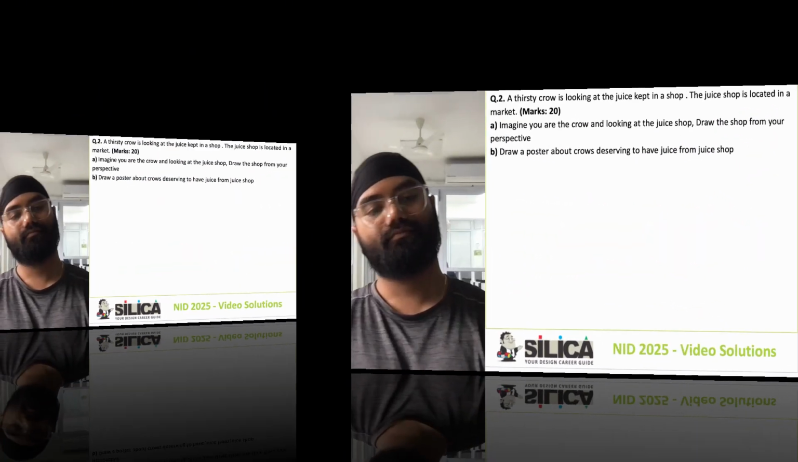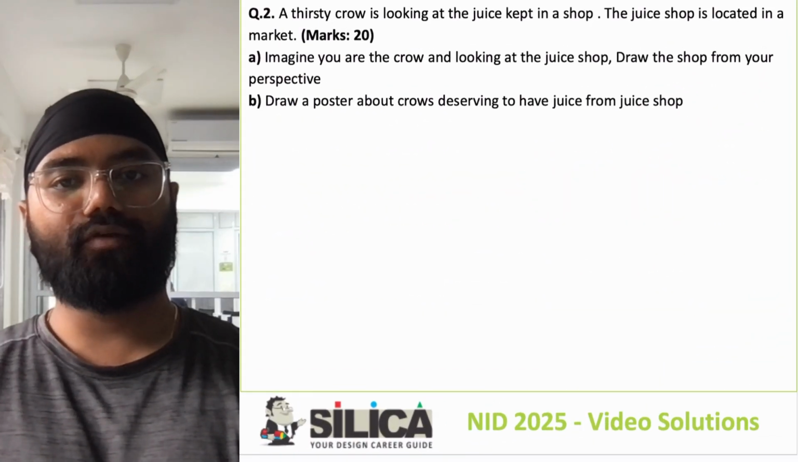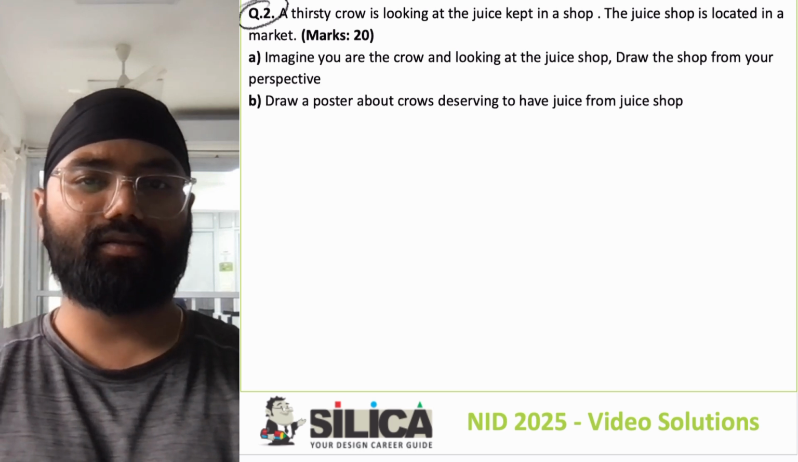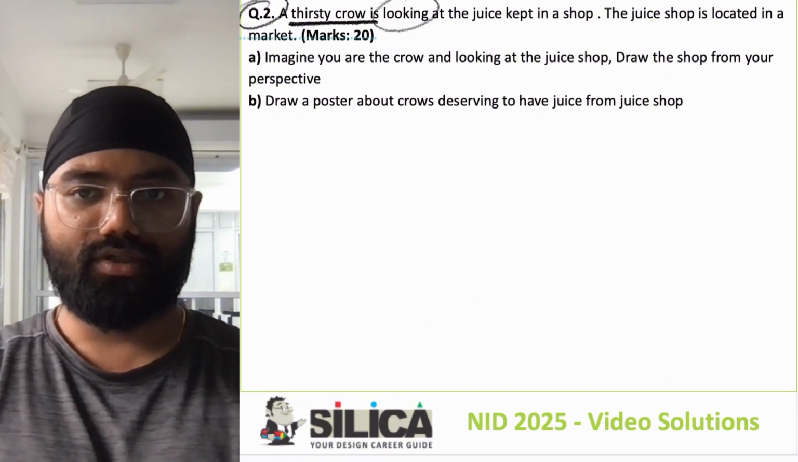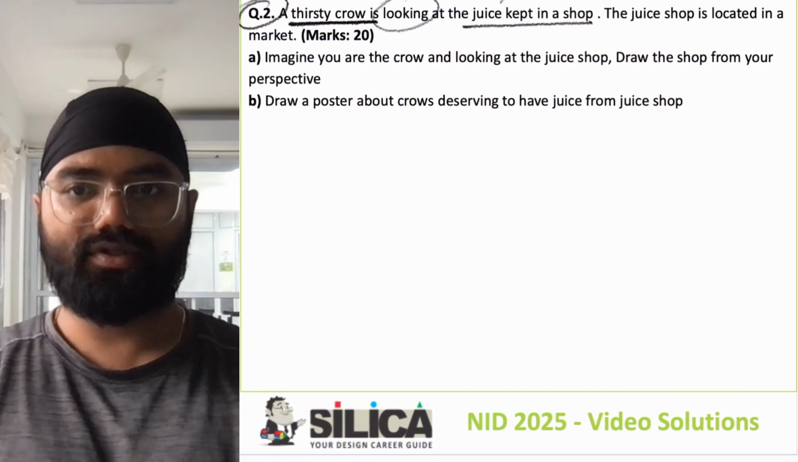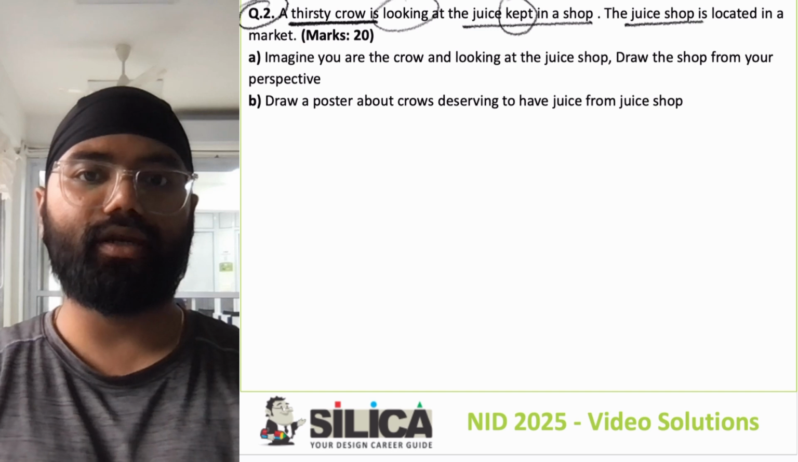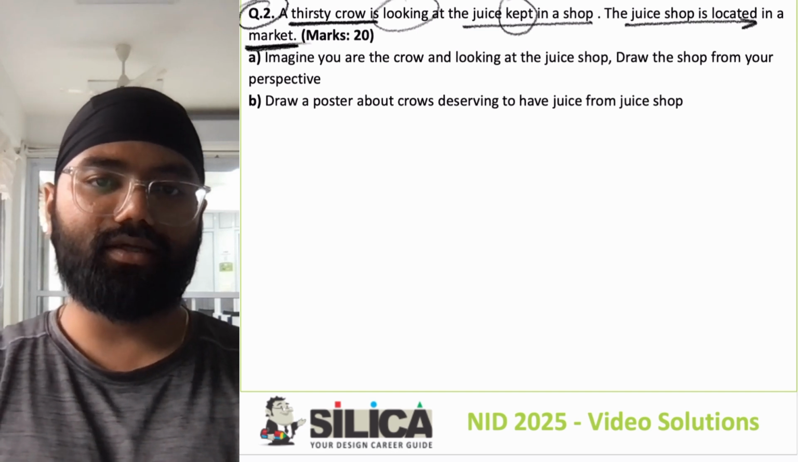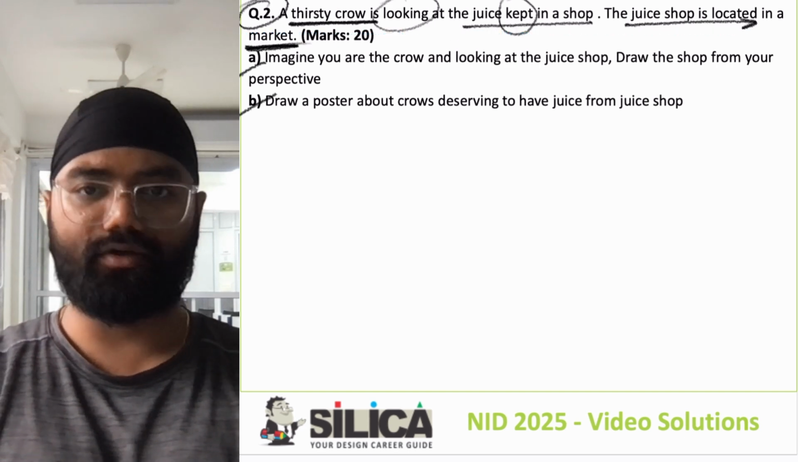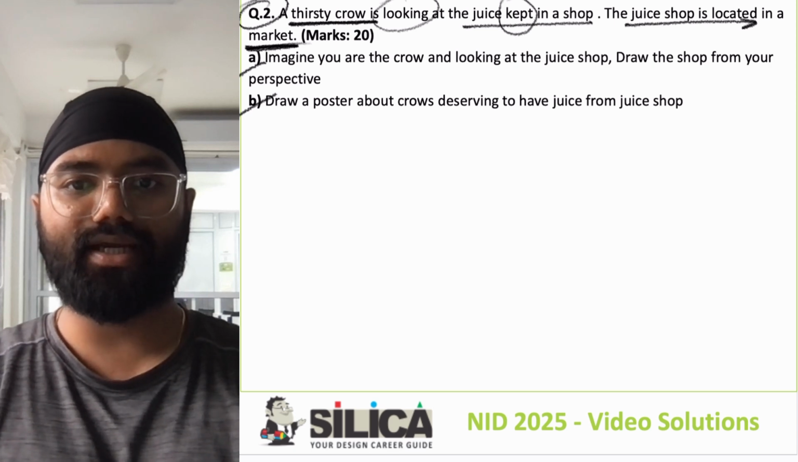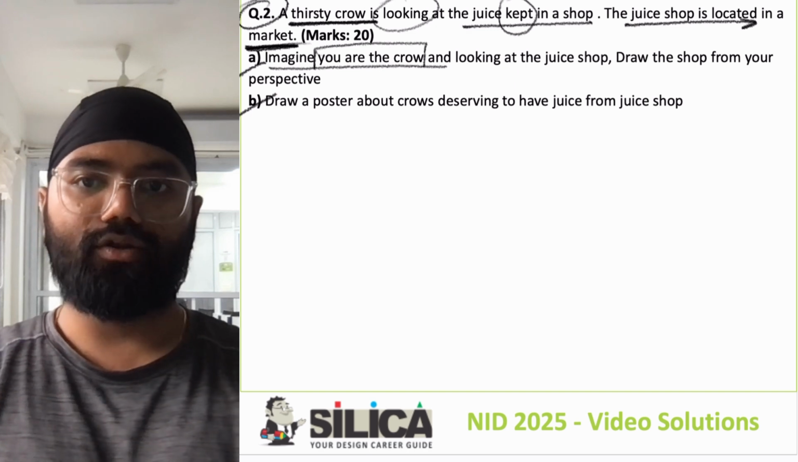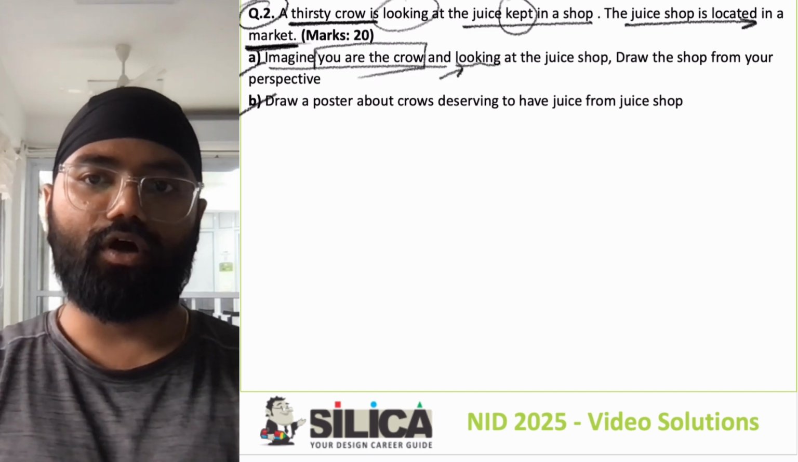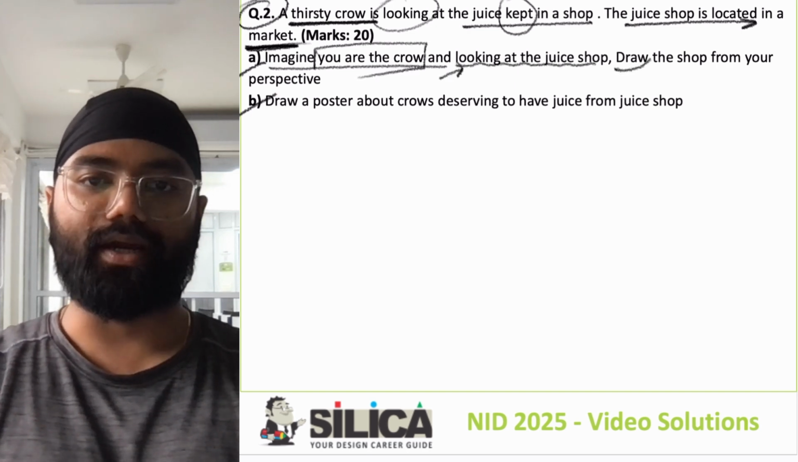So let's move on to the second question, where they're saying there's a thirsty crow who is looking at the juice kept in a shop, and obviously this juice shop is located in a market. So there are two sub-questions added to this question. The first one says that you need to imagine that you are a crow and you're looking at the juice shop. Draw the shop from that crow's perspective.